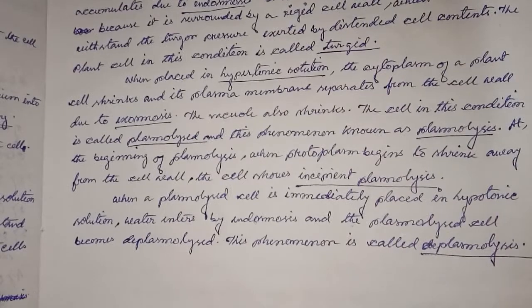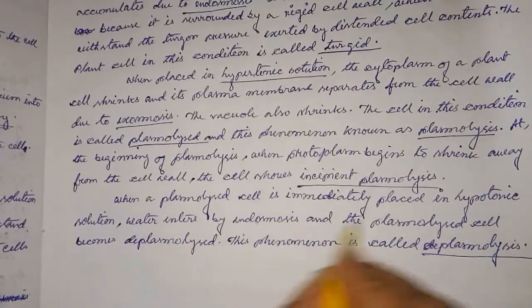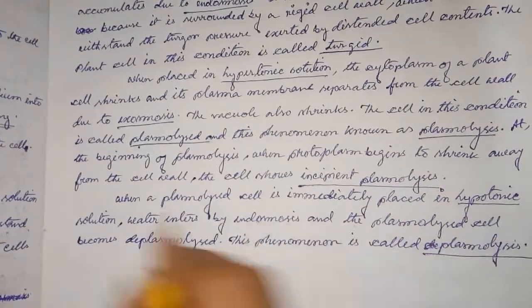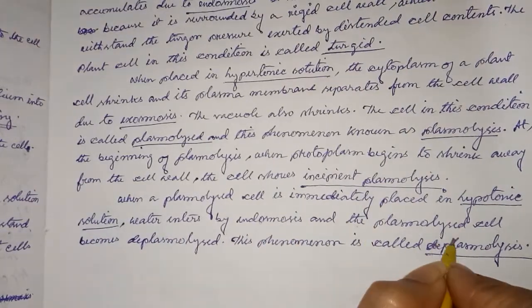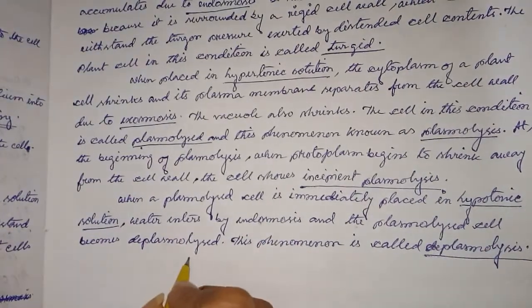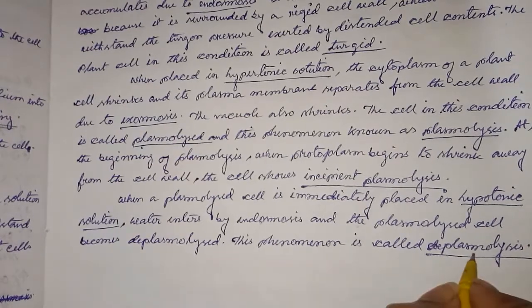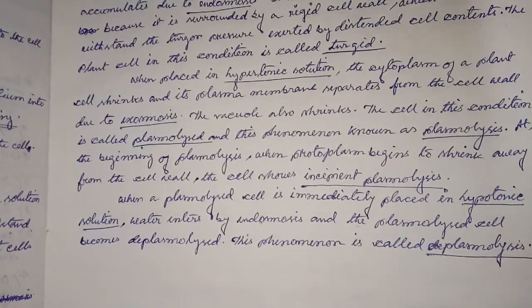Now next, when a plasmolysed cell is immediately placed in hypotonic solution, water enters by endosmosis and the plasmolysed cell becomes deplasmolysed. The phenomenon is called deplasmolysis.